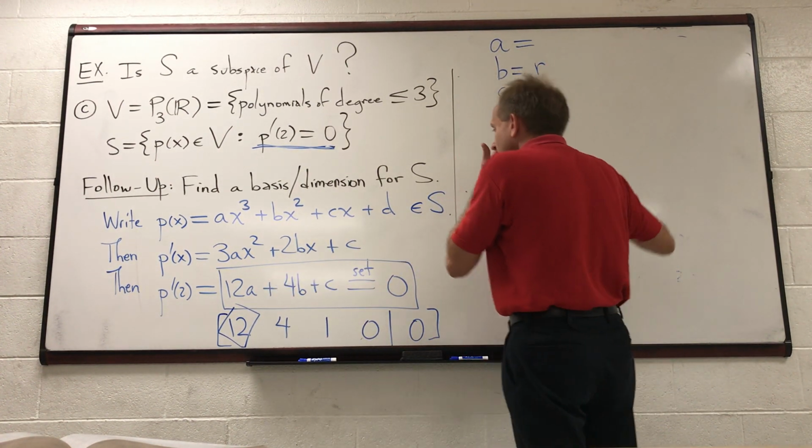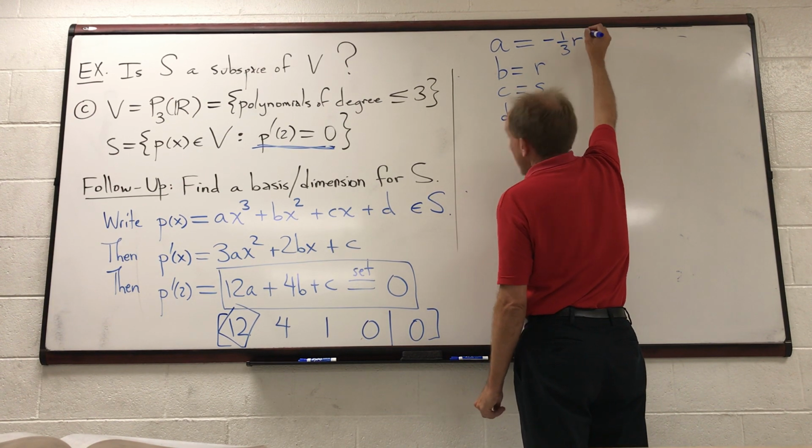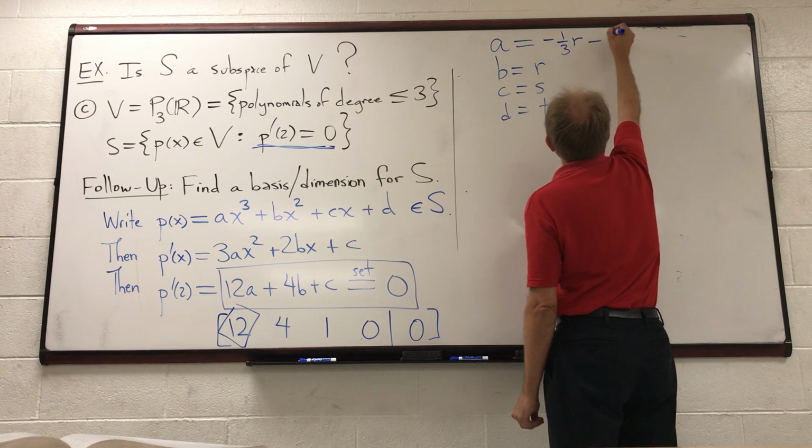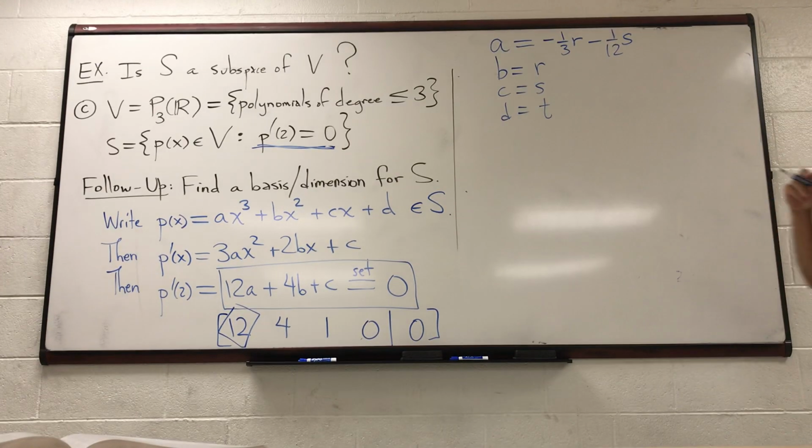So what is that going to give me? Negative 1/3 of R minus 1/12 of S, I believe. Right? Is this making sense? Yeah.